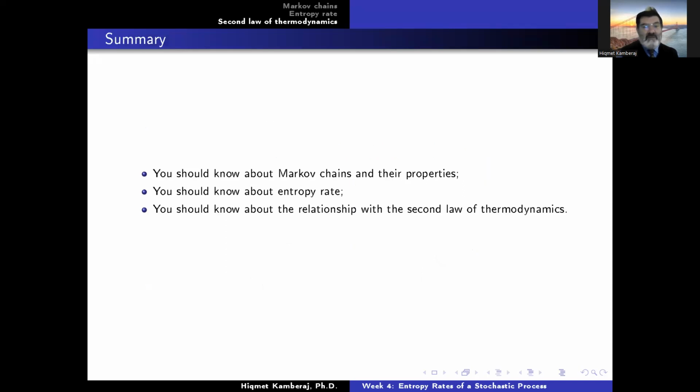As a summary of the presentation, you should know about the Markov chains and their properties. You should know about the entropy rate, and how to calculate the entropy rate on examples. You should know about the relationship with the second law of thermodynamics.